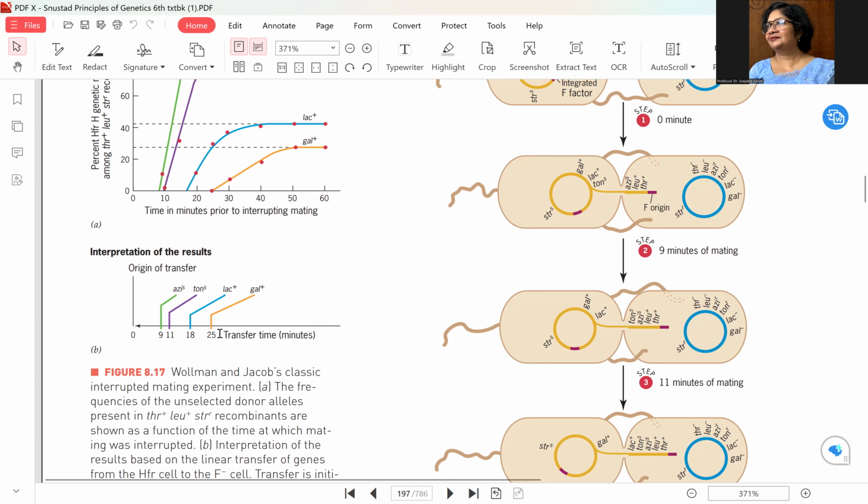Notice that the two sensitivity genes were transferred one after the other. That is, sodium azide sensitivity and bacteriophage sensitivity were transferred one after the other. The lac plus utilization and gal plus utilization were also transferred one after the other. So this makes you realize that genes with similar properties usually occur adjacent to each other. That is, sensitivity to sodium azide and sensitivity to bacteriophage, two properties which affect the survival of bacterial cells in the environment, usually occur adjacent to each other.